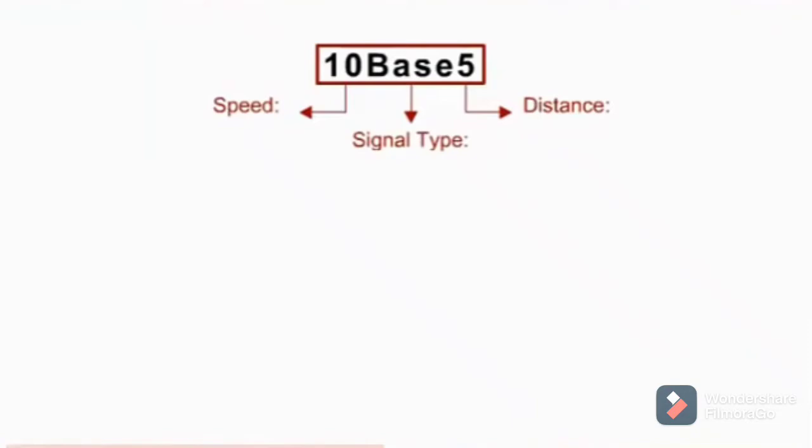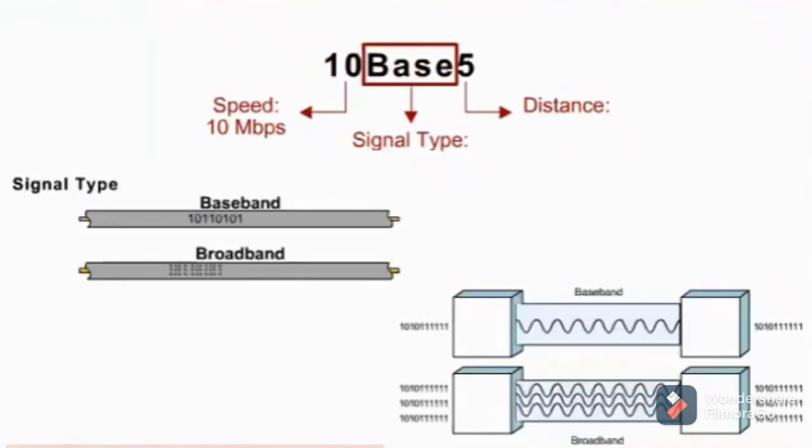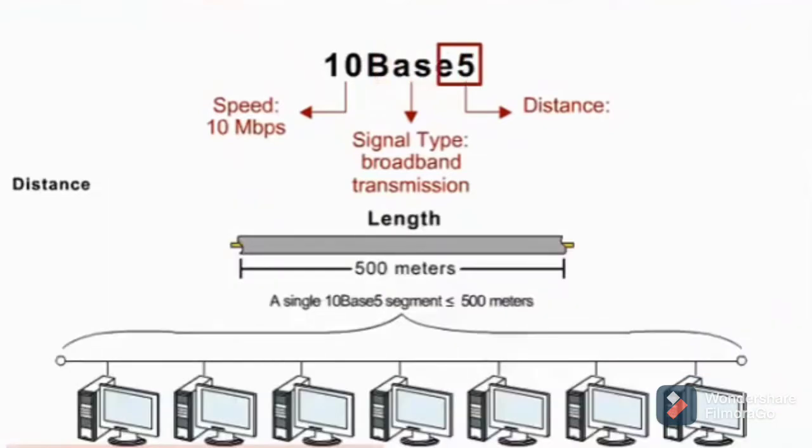The cable's code provides three types of information concerning speed, signal type, and distance. Let's use 10Base5 as an example. Speed: the number 10 in the code refers to how fast data can be transmitted over the cable. In this example, 10 means 10 megabits per second. Signal type: the word base in the code refers to how many signals can be sent over the cable at any given moment. Baseband cables transmit one signal at a time. Broadband cables allow several signals to be transmitted simultaneously.